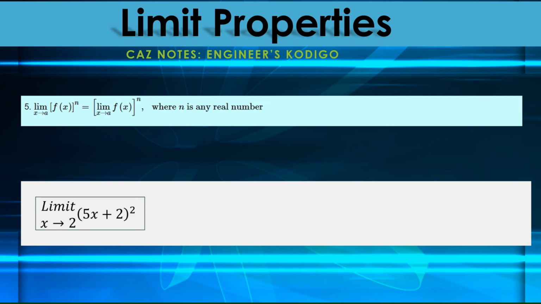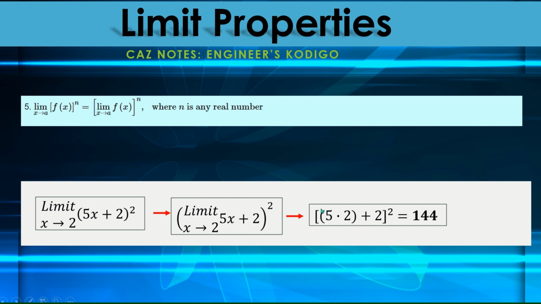Let's have an example. Here, the property is telling us that we can evaluate first the limit inside the function, and then after taking the result, you can apply the exponent. So here we will apply the limit of 5x plus 2 as x approaches 2. Then we will have 5 times 2 plus 2. Then we will apply the exponent and we will obtain the final answer as 144.